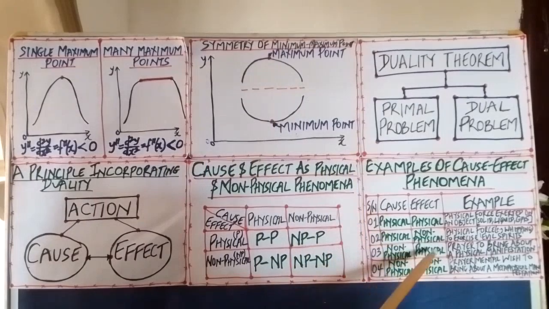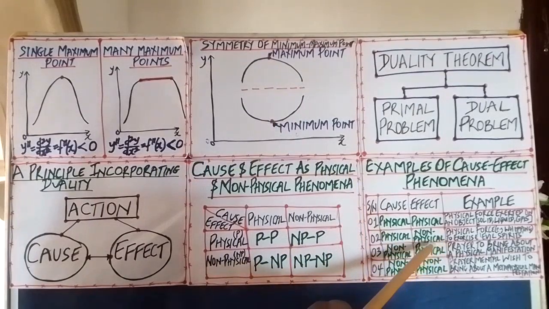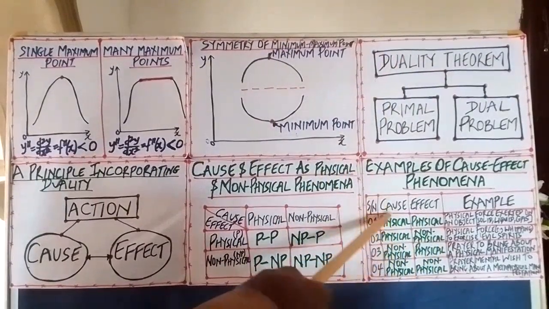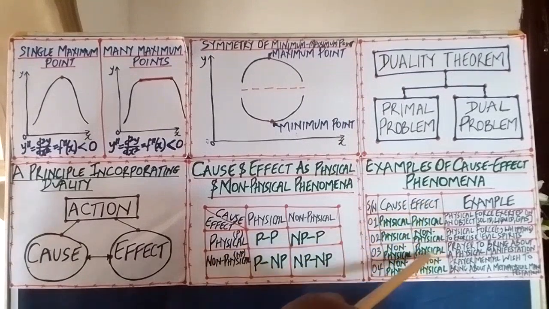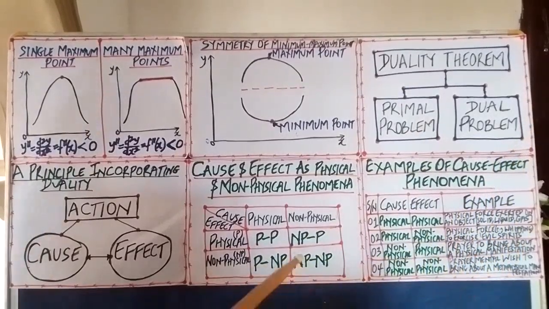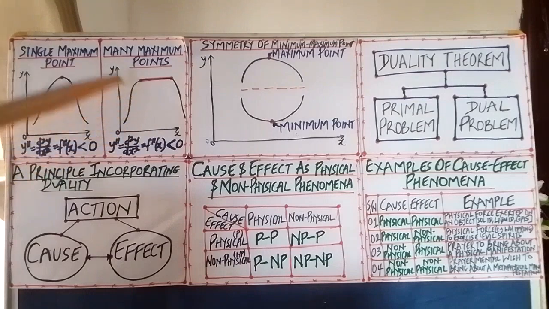So let's look at the third one. We have the non-physical and the physical: the non-physical cause bringing a physical effect. And we are using the example of prayer. You want to pray to bring about a physical manifestation. For those who believe in prayer, if I pray that the supreme being, God, should send someone to me during the week to come and assist me to bring money or something, they believe that it will come to pass one way or the other.